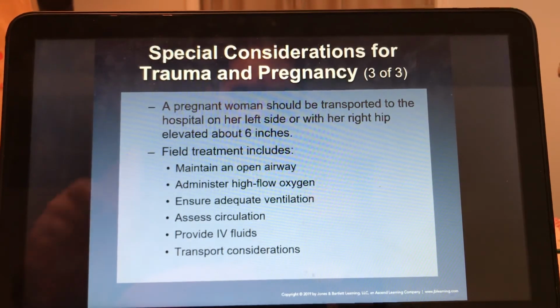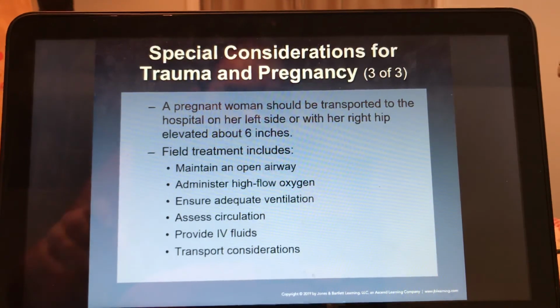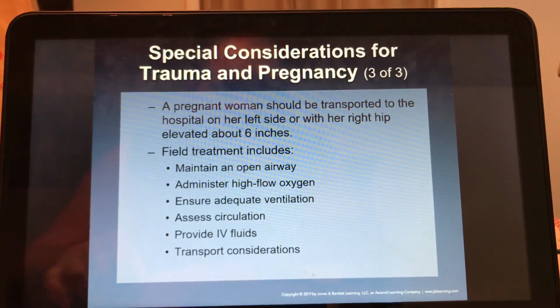If you have to backboard mom, and there's a picture in here somewhere, it's probably coming up next. I know we haven't gone over that either, but in the event that you have to backboard mom and put her on a long spine board, we talked about that supine hypotension, about how the blood can't get back to the right side of the heart because the baby is weighing on the inferior vena cava. With that being said, take and tip the backboard.